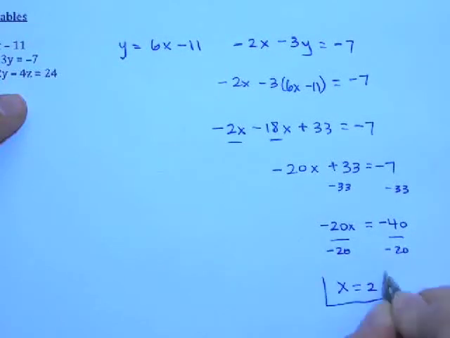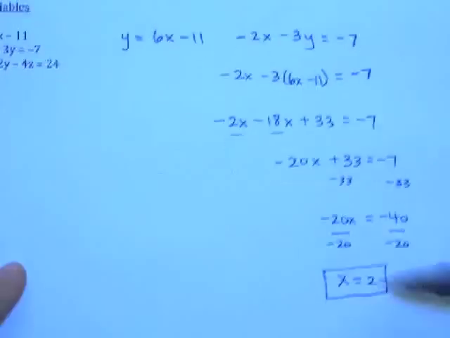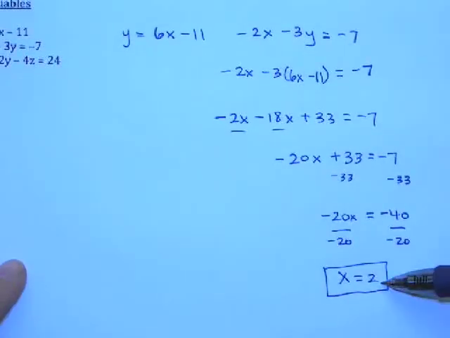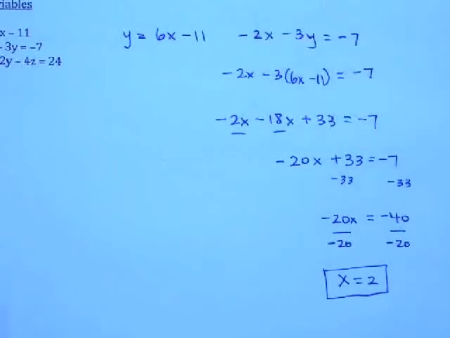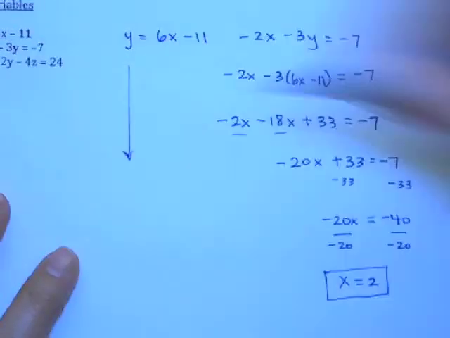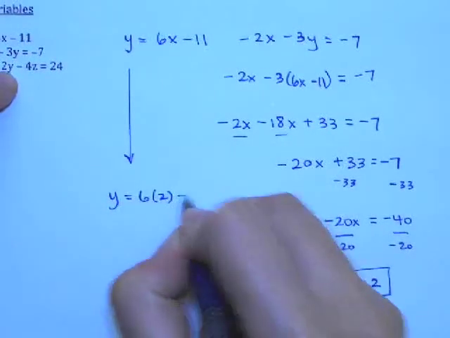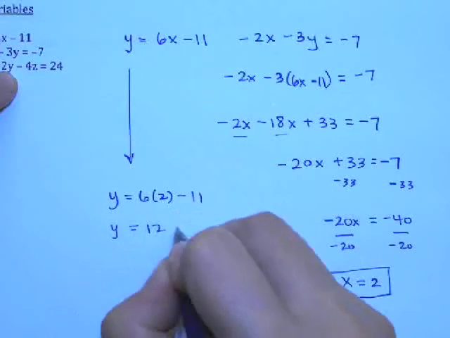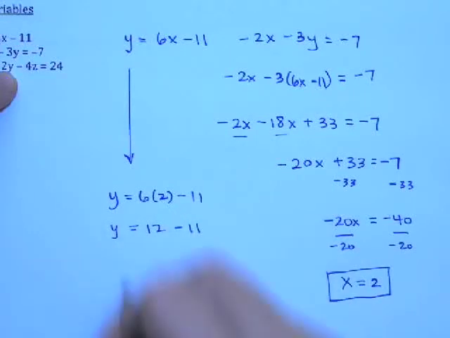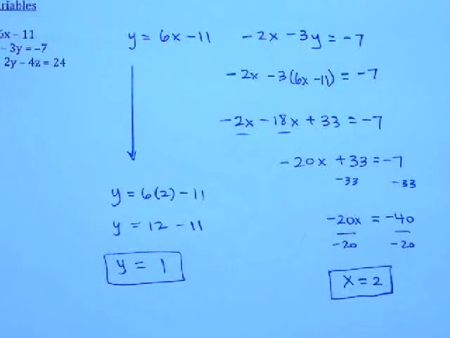All right, I've got one of my three variables solved for. I can solve for the other variable simply by taking this x equals 2, plugging it back into one of these two equations I was working with, and finding out what y equals. This equation here would be the easiest to work with. y equals 6 times 2 minus 11. 6 times 2 we know is 12. 12 minus 11 is 1. So now I have two of my three variables. I know y equals 1, and I know x equals 2.